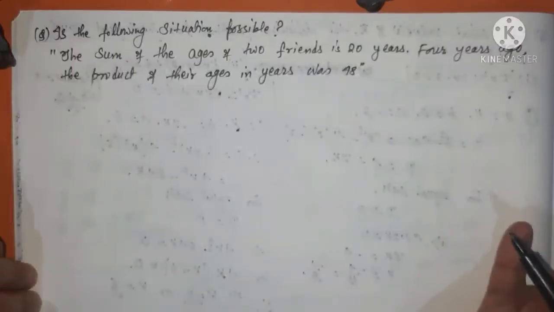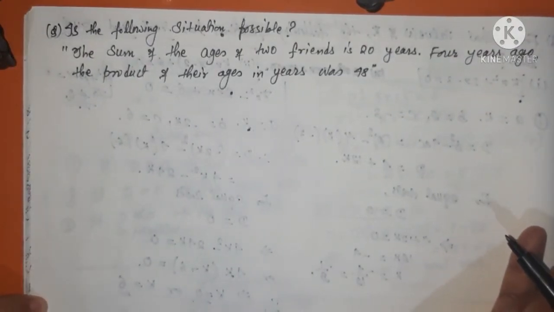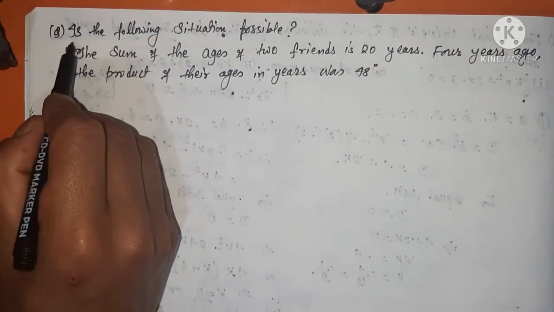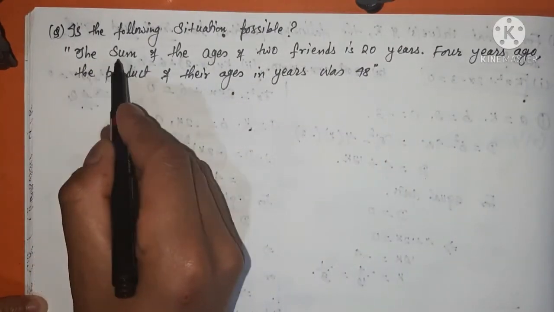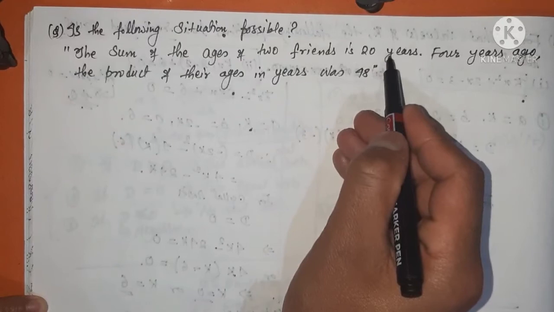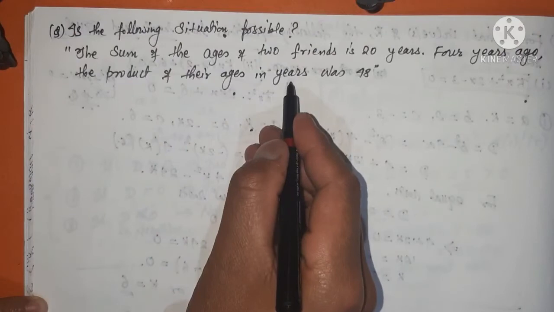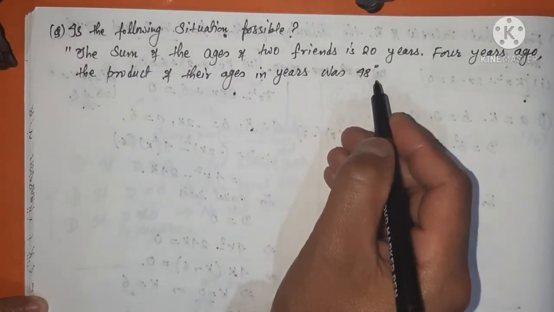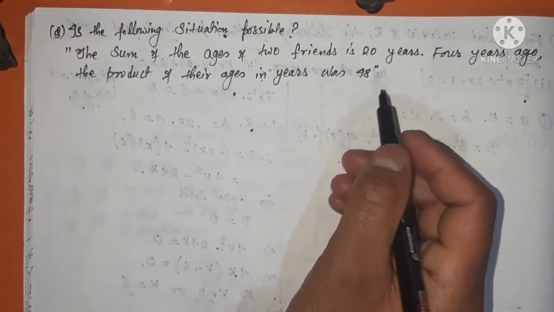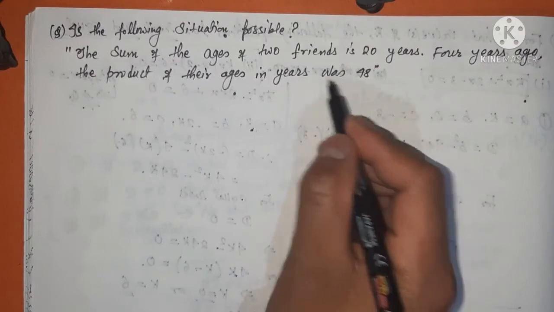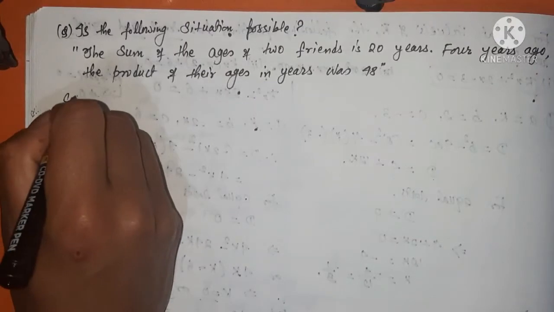Now here I have one more example, that is an application of nature of roots. The question says, is the following situation possible? The sum of the ages of two friends is 20 years. 4 years ago, the product of their ages in years was 48. Is it possible? See how interesting it is. With the nature of roots, we will be able to verify whether this situation is possible or not.